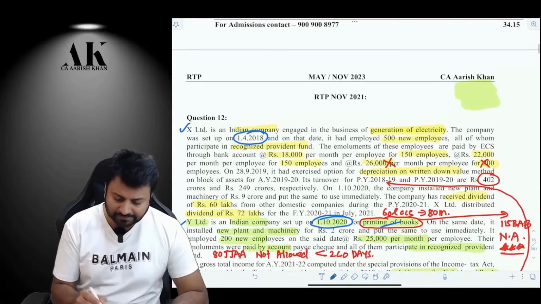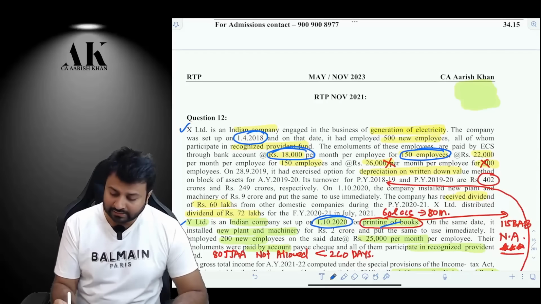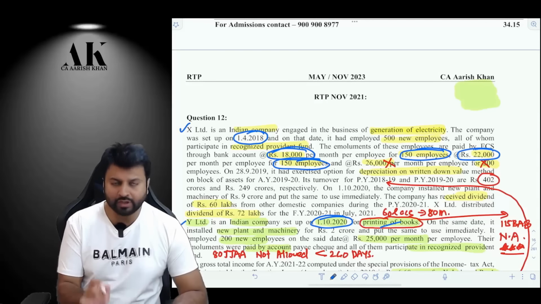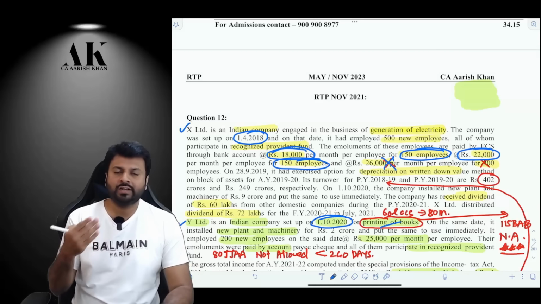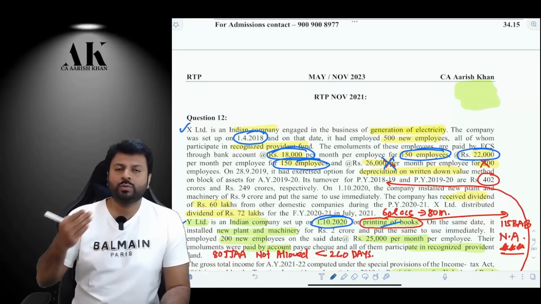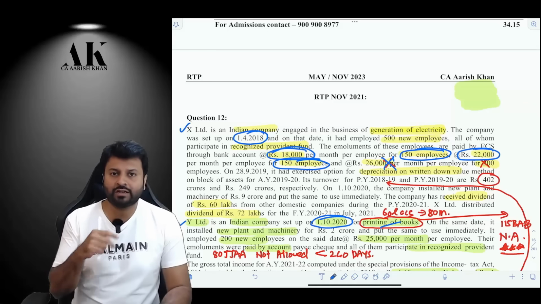For the first company, 150 employees are there, 18,000 per month, multiplied by 12, then 22,000 rupees, 150 employees into 12. For this 26,000 rupees, you are not going to get the deduction, because again and again it is repeating now: if the emolument is more than 25,000 rupees, you are not eligible for deduction under 80JJAA. So you are eligible for the first two categories of income, not for the third one.